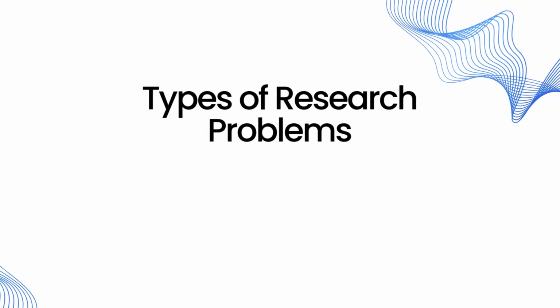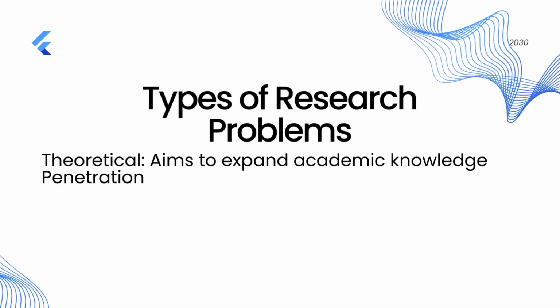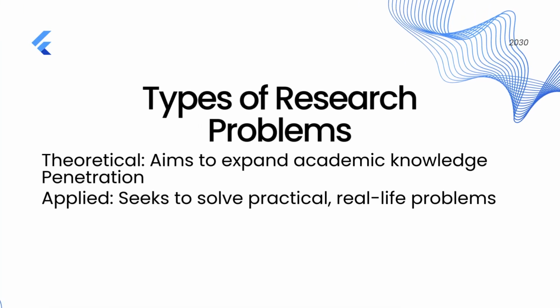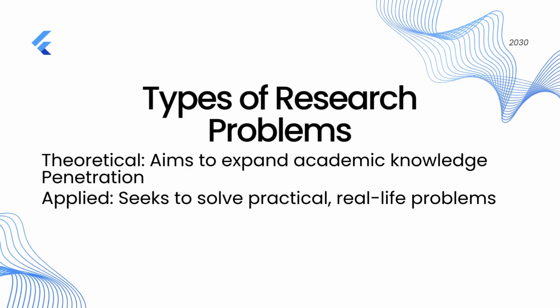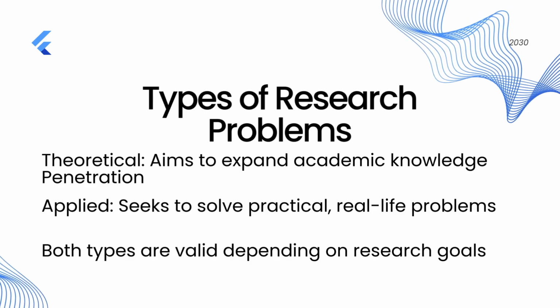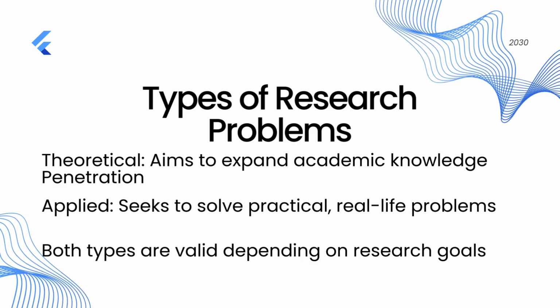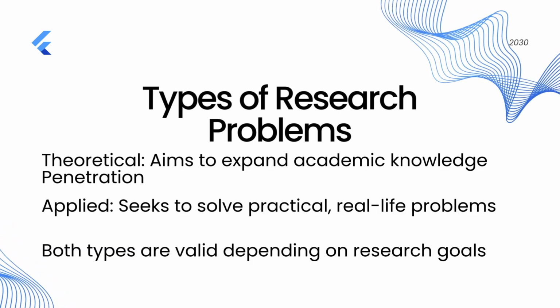There are two main types of research problems. The first type is theoretical, which focuses on expanding knowledge in a particular field. The second type is applied, which aims to find solutions to real-life problems. For example, if your research helps first-generation Indonesian students complete their thesis more successfully, then your study would be considered applied. Both types are valid and useful, depending on the goal of your research.